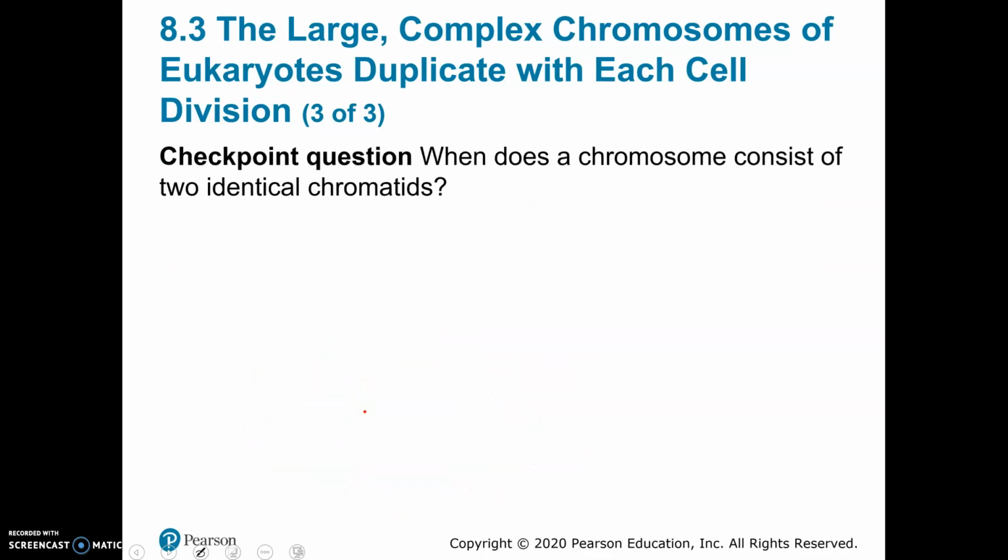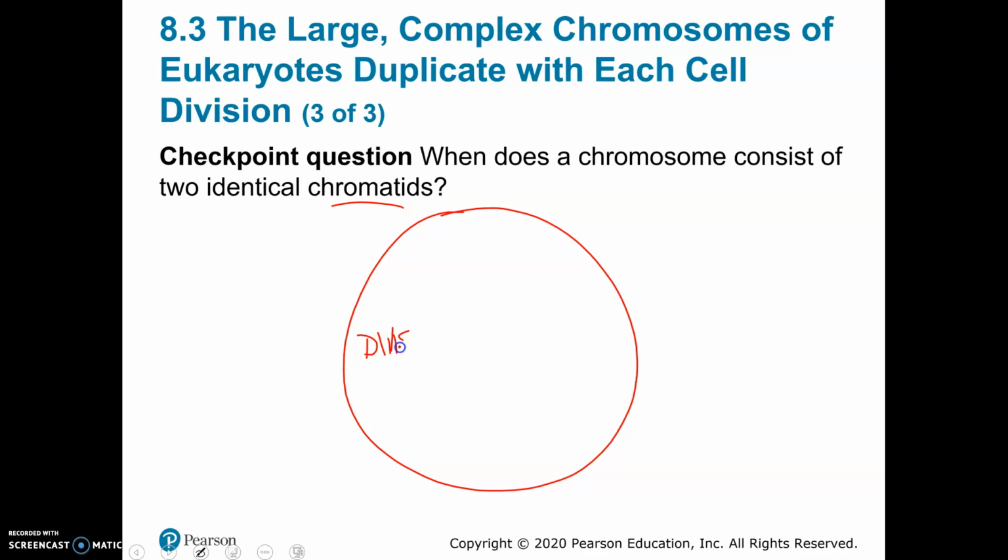All right, so when does this happen? When does it consist of two chromatids? Well, we haven't talked about it yet, but we're going to talk about something called the cell cycle, which I'm going to draw. So this is when the cell divides. I'll just put division here for now. We're going to get into more detail later.